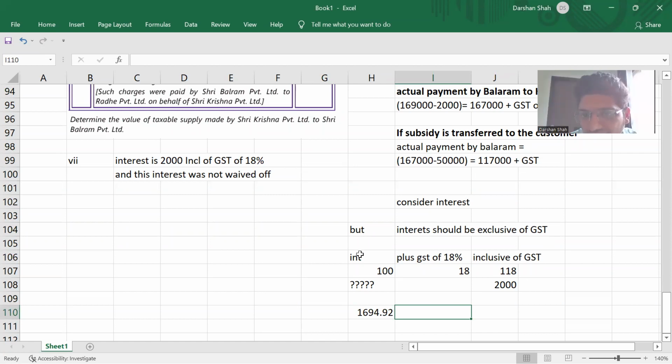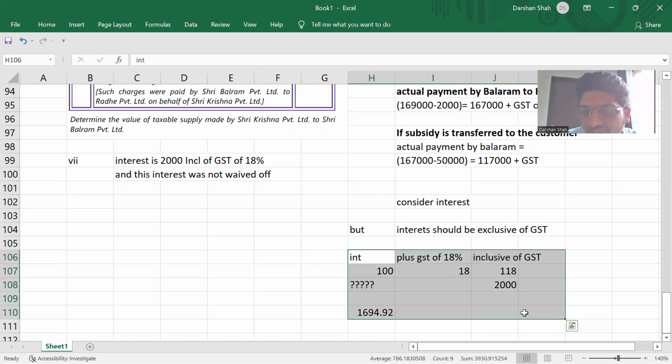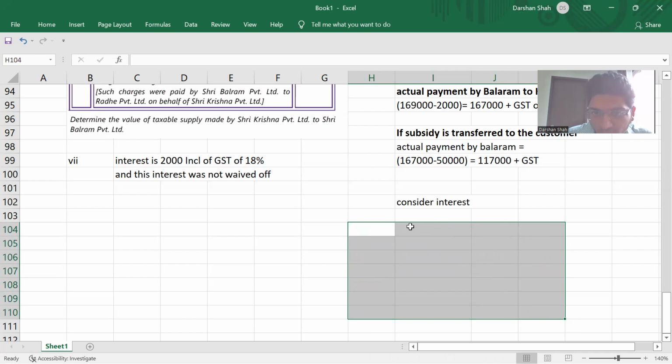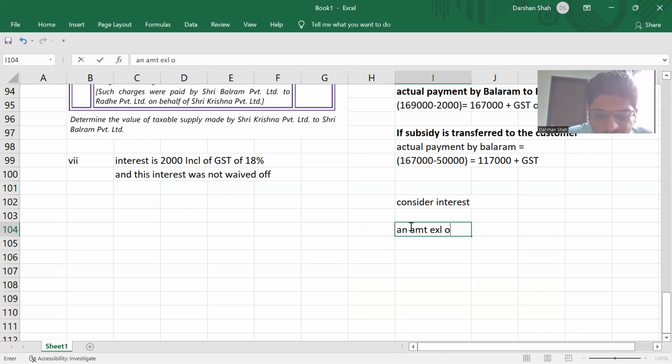So simply, guys, instead of doing all this, I'll simply tell you the formula for this. Whenever an amount is given inclusive of GST, I always want the exclusive of GST amount, right? So the exclusive of GST amount will be what? See what I have done over here: 100 divided by 100 plus GST rate. So that is what you can apply. If you want an amount exclusive of GST, it will be the amount inclusive of GST into 100, divided by 100 plus GST rate.